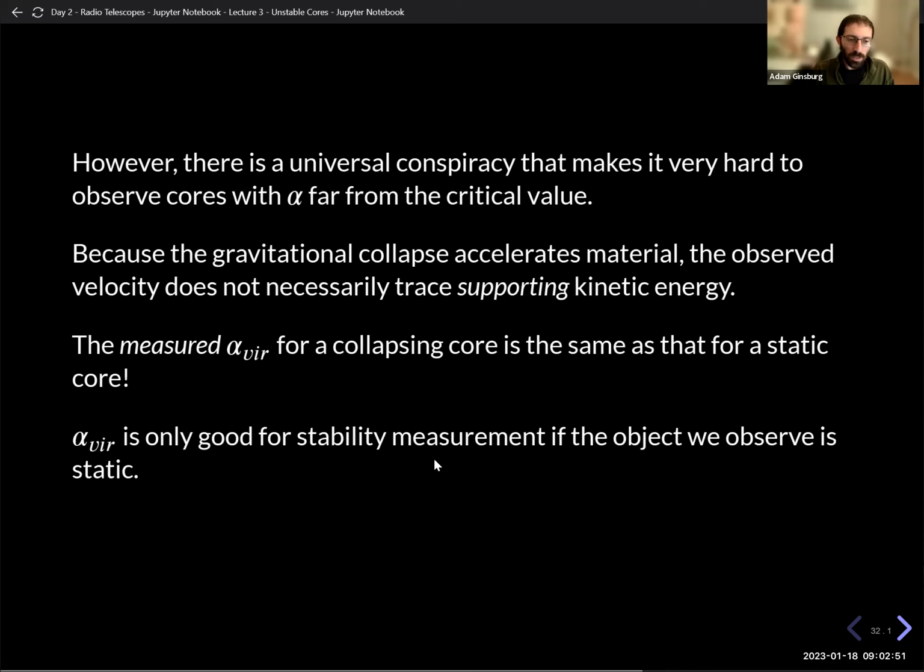So the alpha virial is only really a good stability measurement if we're looking at a static core, which we think we're probably not. The opposite case, if alpha vir is much greater than 1, that means that it's expanding, and we're just not very likely to see those clouds. Those are the ones that are blowing apart, so they don't live for very long either.